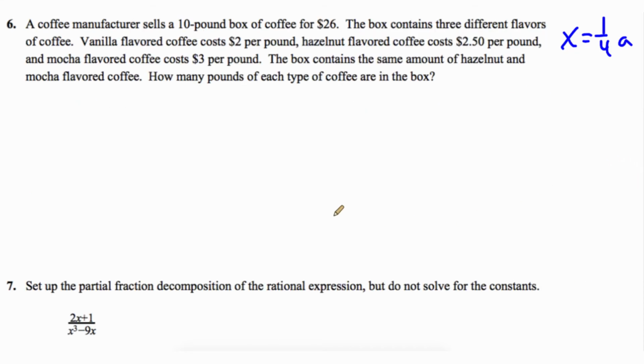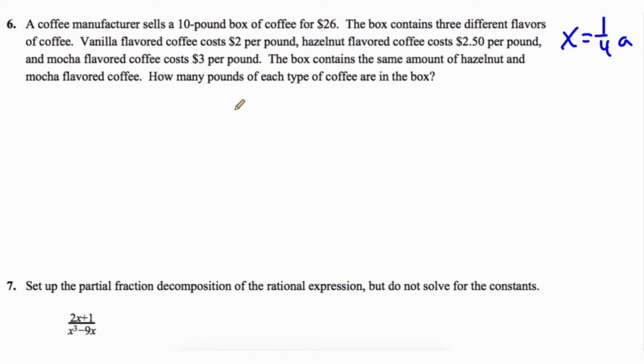Taking a look at number 6, we've got another word problem. So we've got a coffee manufacturer selling 10-pound boxes of coffee for $26. The boxes contain 3 different flavors. We've got vanilla for $2 a pound, hazelnut for $2.50 a pound, and mocha flavored for $3 a pound. Now we're also told that the box contains the same amount of hazelnut and mocha flavored coffees. We want to set up a system of equations to figure out how many pounds of each type of coffee are in this box. So we need to read into this a little bit.